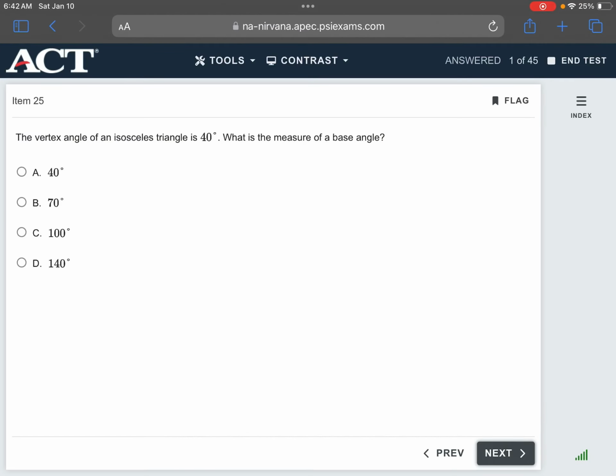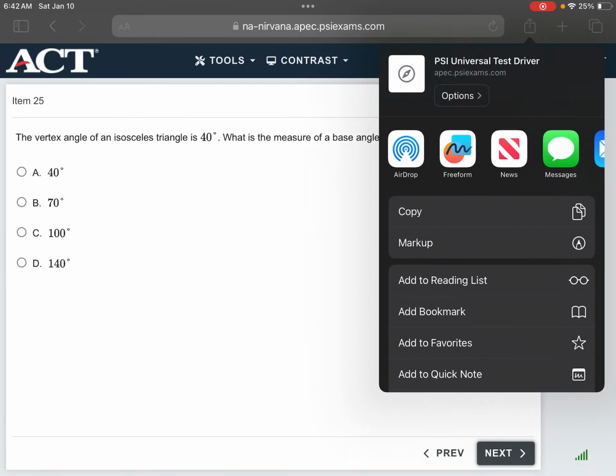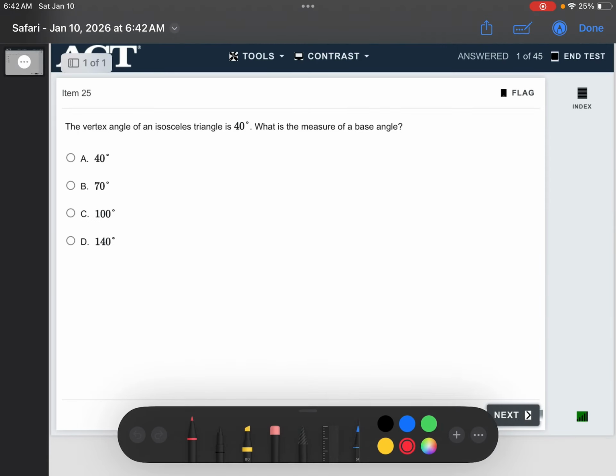All right, so it tells us the vertex angle of an isosceles triangle is 40 degrees. What is the measure of a base angle? Right? So it just wants one of the base angles. So let's draw this out, take a look at what this looks like.